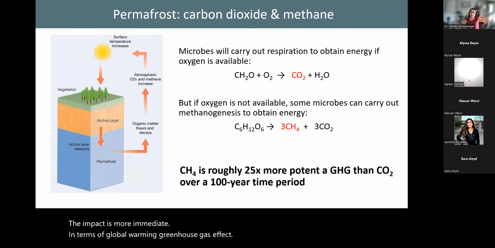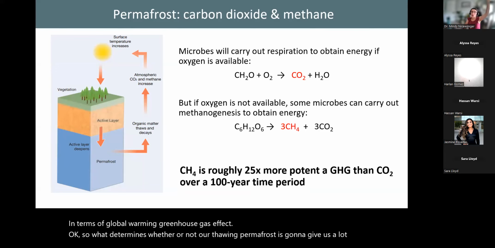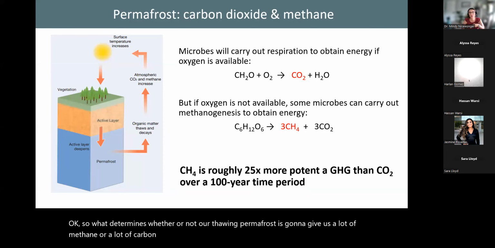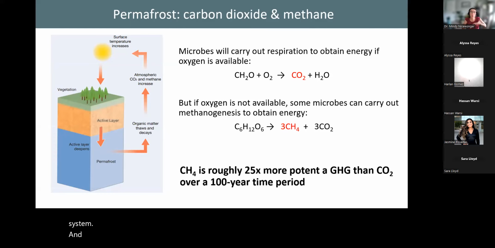Okay, so what determines whether or not our thawing permafrost is going to give us a lot of methane or a lot of carbon dioxide has to do with whether or not there's oxygen in the system. And that's not something we know, right? We don't have measurements of how much oxygen is available.